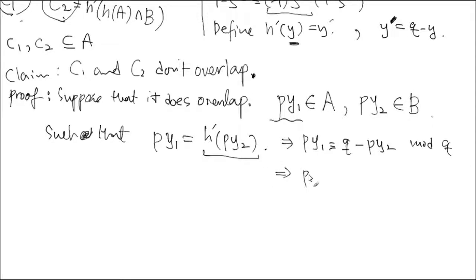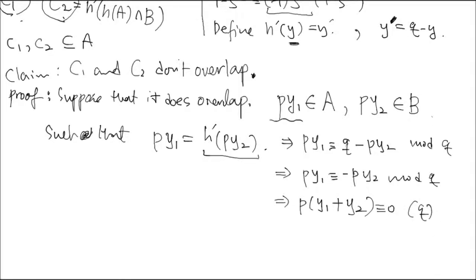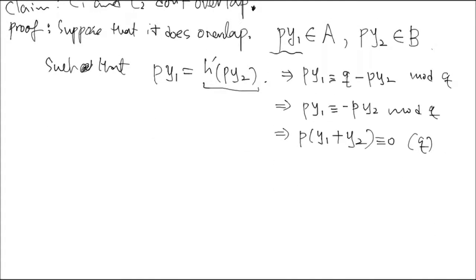So Py1 is congruent to negative Py2 mod Q. So that becomes, with everything on one side, all plus, congruent to 0 mod Q. Is that all right? So what can you do about that P mod Q? We want to figure out the relationship between y1 and y2, and P is kind of fixed. This is a linear congruence equation, right?